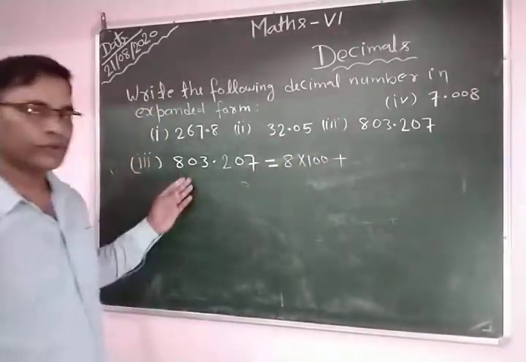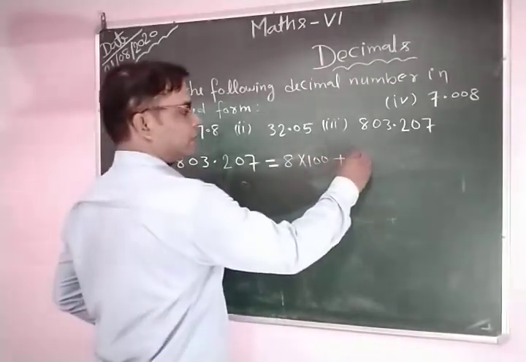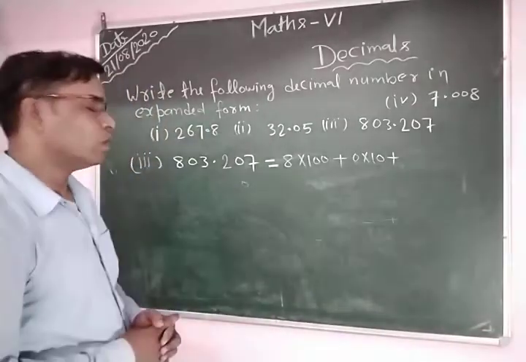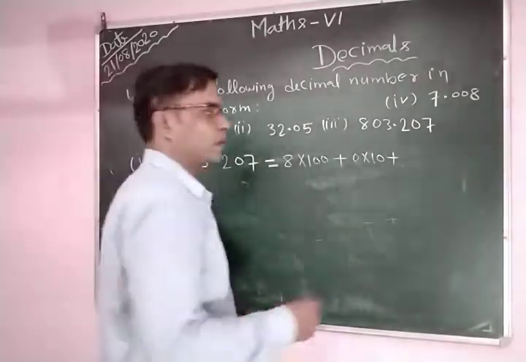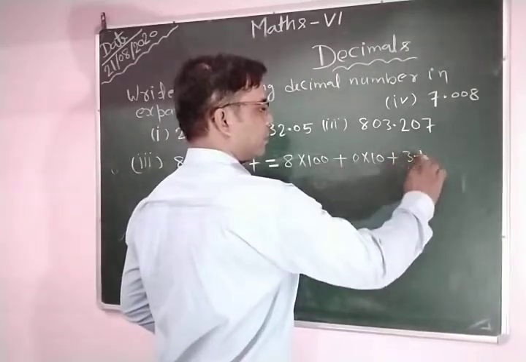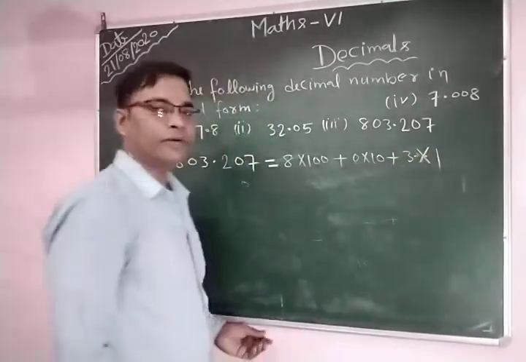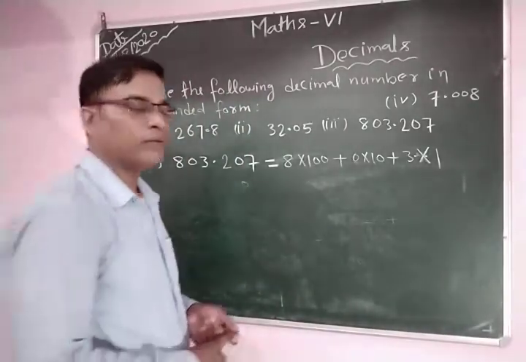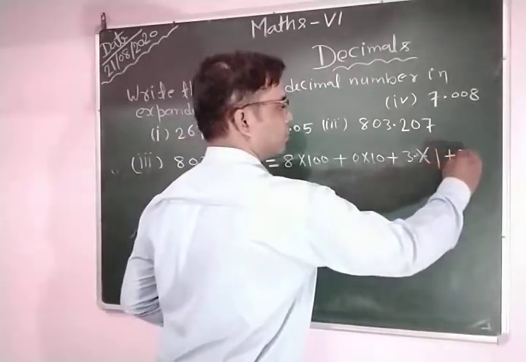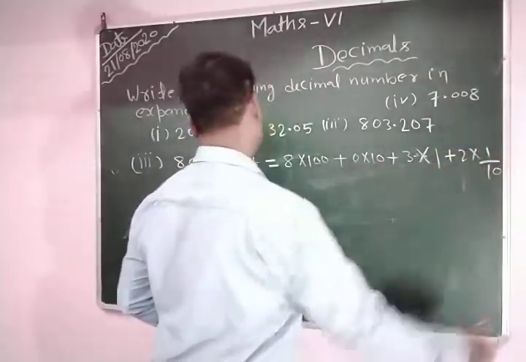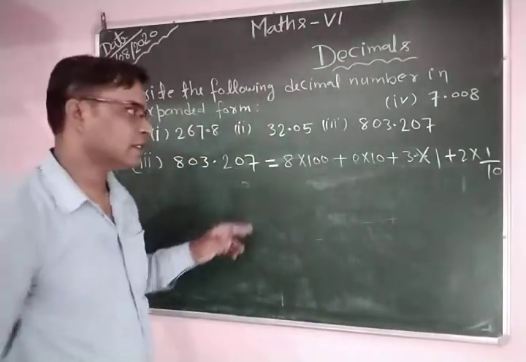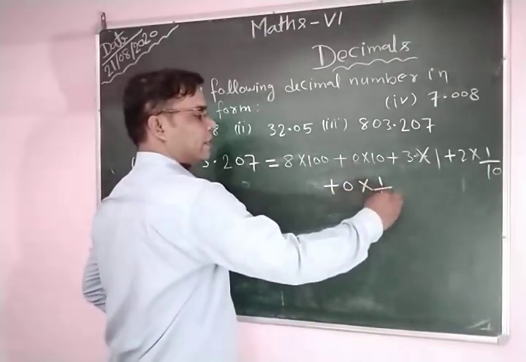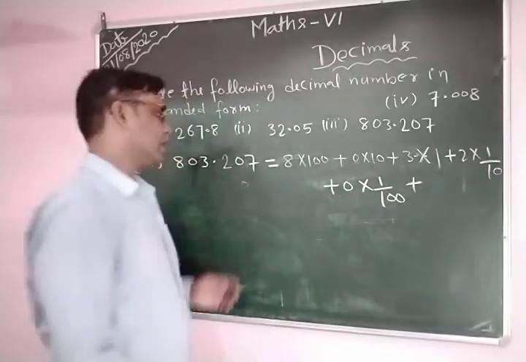Plus, after this 0 is the 10s place, so 0 is multiplied by 10, plus you can see here 3 is the 1's place, so 3 is multiplied by 1. Clear? Now after this 2 is the tenths place, so 2 is multiplied by 1 by 10, so plus 2 into 1 by 10. Now this 0 is the hundredths place, so plus we can write this 0 is multiplied by 1 by 100, and plus this is 7.